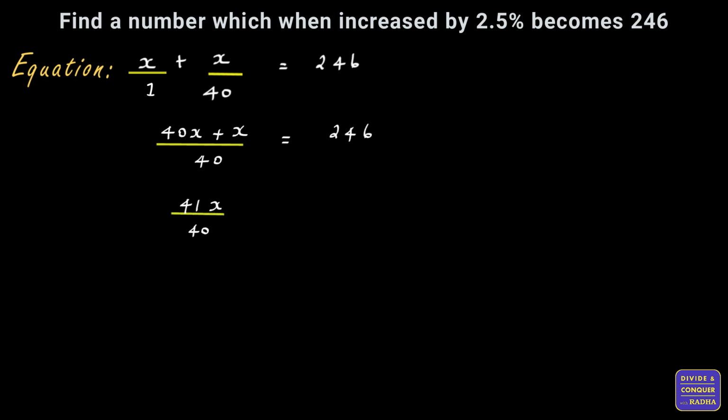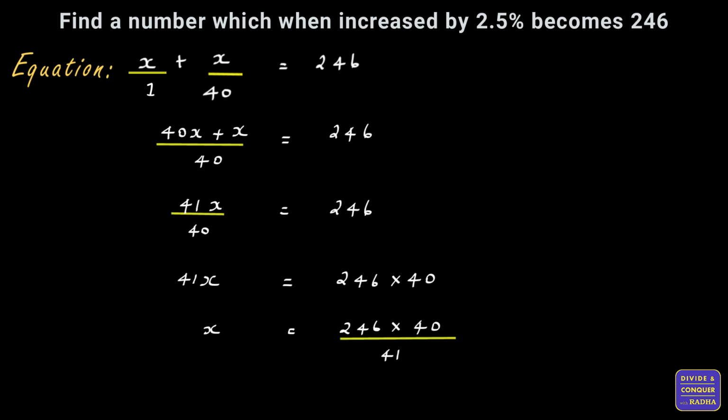40x plus x is equal to 41x. So 41x by 40 is equal to 246. So 41x is equal to 246 into 40. The division form of 40 gets converted to multiplication form when it moves to the other side of the equation. From this, x is equal to 246 into 40 divided by 41.